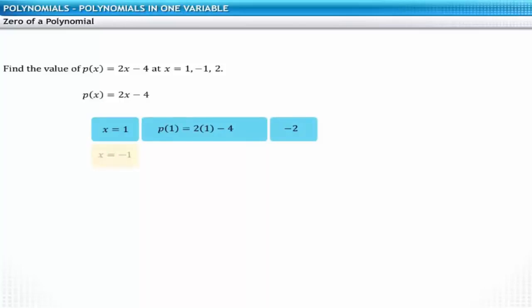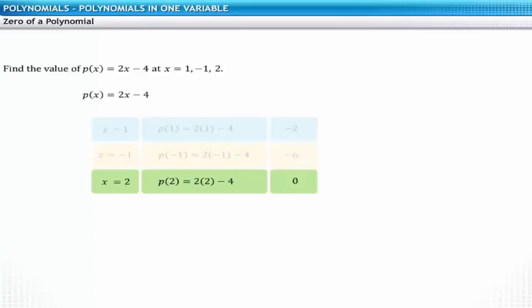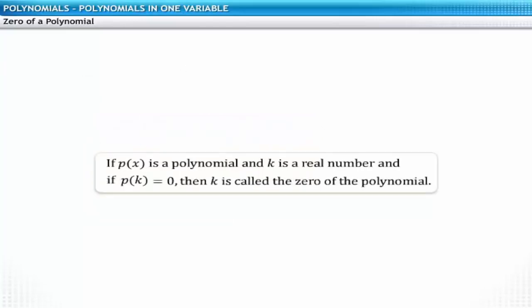Similarly, the value of the polynomial for x is equal to -1 and x is equal to 2 is -6 and 0 respectively. In this example, the value of the polynomial is 0 when x is equal to 2. Therefore, 2 is the zero of the polynomial p of x is equal to 2x minus 4. In general terms, if p of x is a polynomial and k is a real number, and if p of k is equal to 0, then k is called the zero of the polynomial.